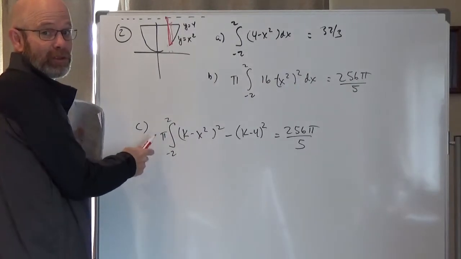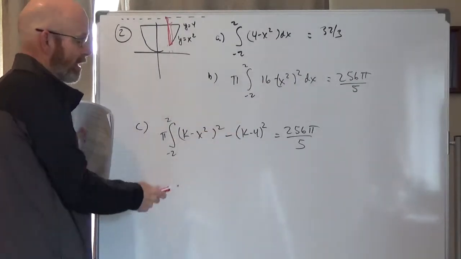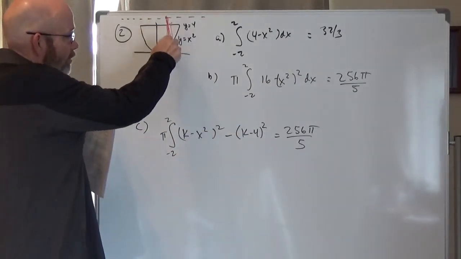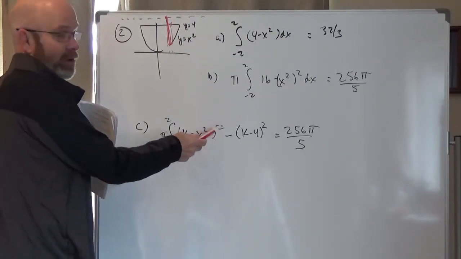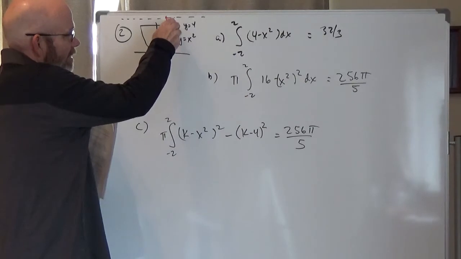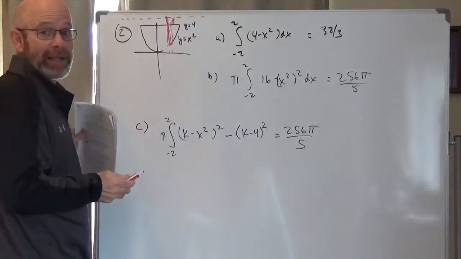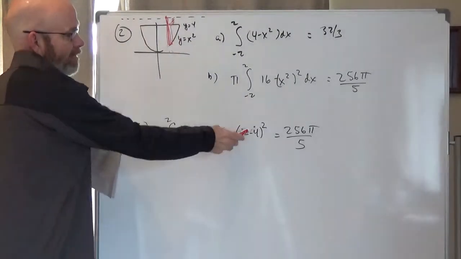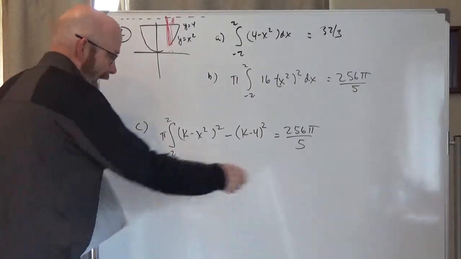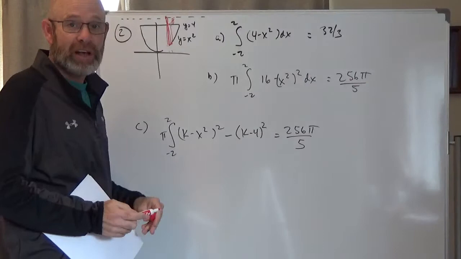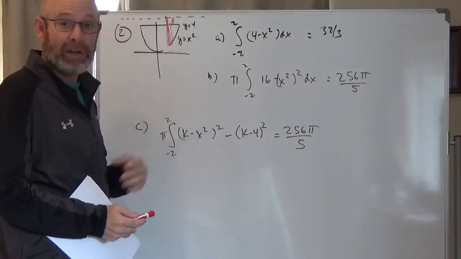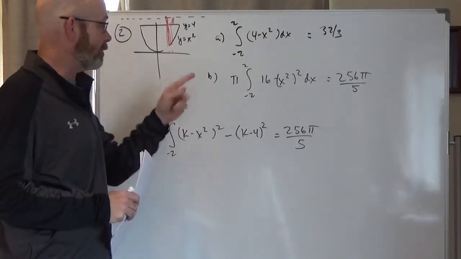So first of all, negative 2 to 2, outside radius, inside radius. The outside radius is from there to there, which is just k minus x squared, squared. The inside radius is that little distance right there, which is just k minus 4, squared. Then that volume needs to be the same as 256 pi over 5. It didn't ask you to solve or anything like that. So pretty straightforward integrals on that one, I think. So that was 1 and 2.